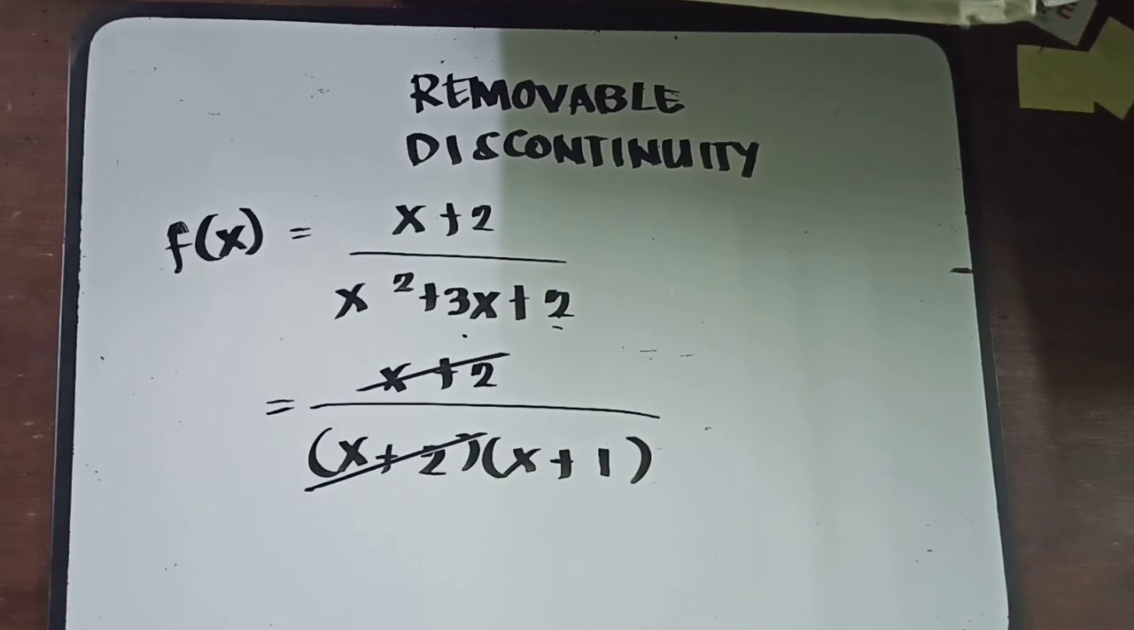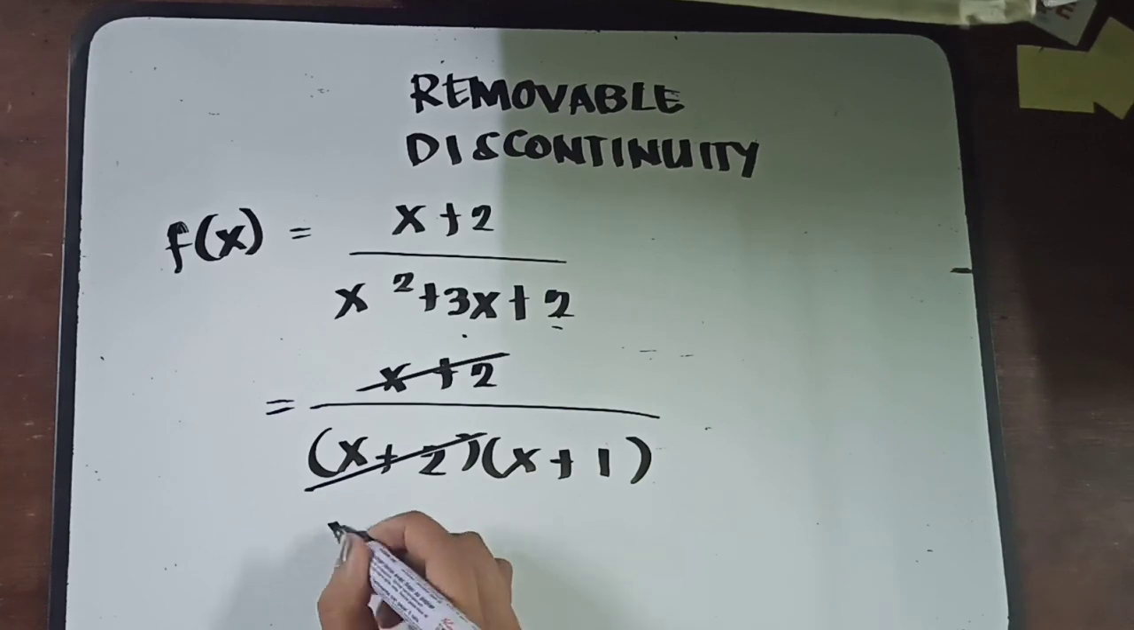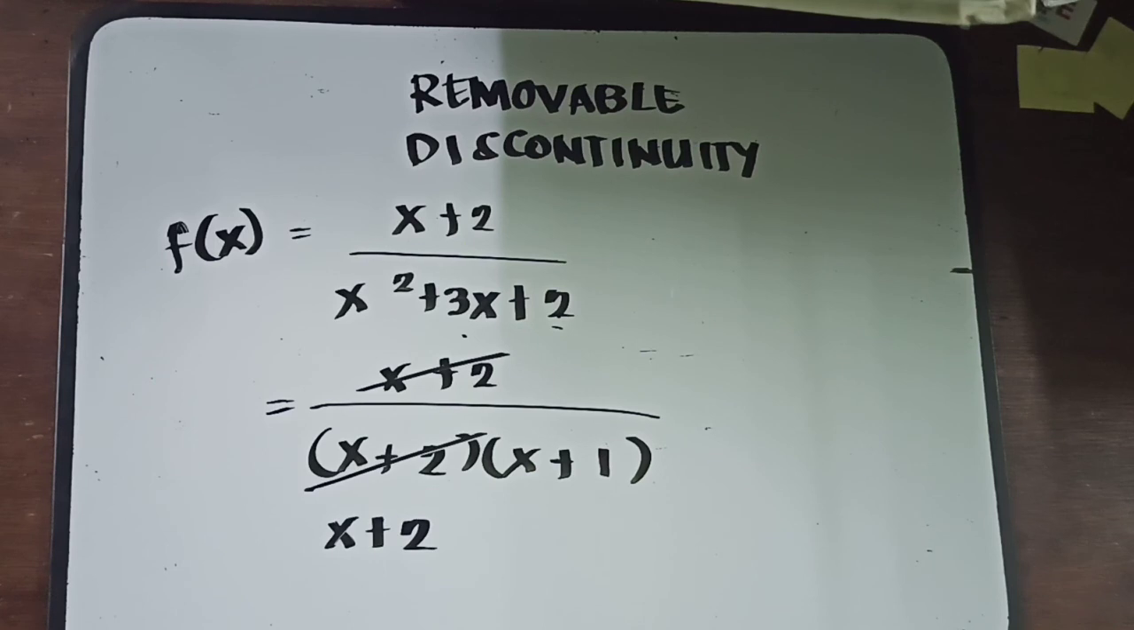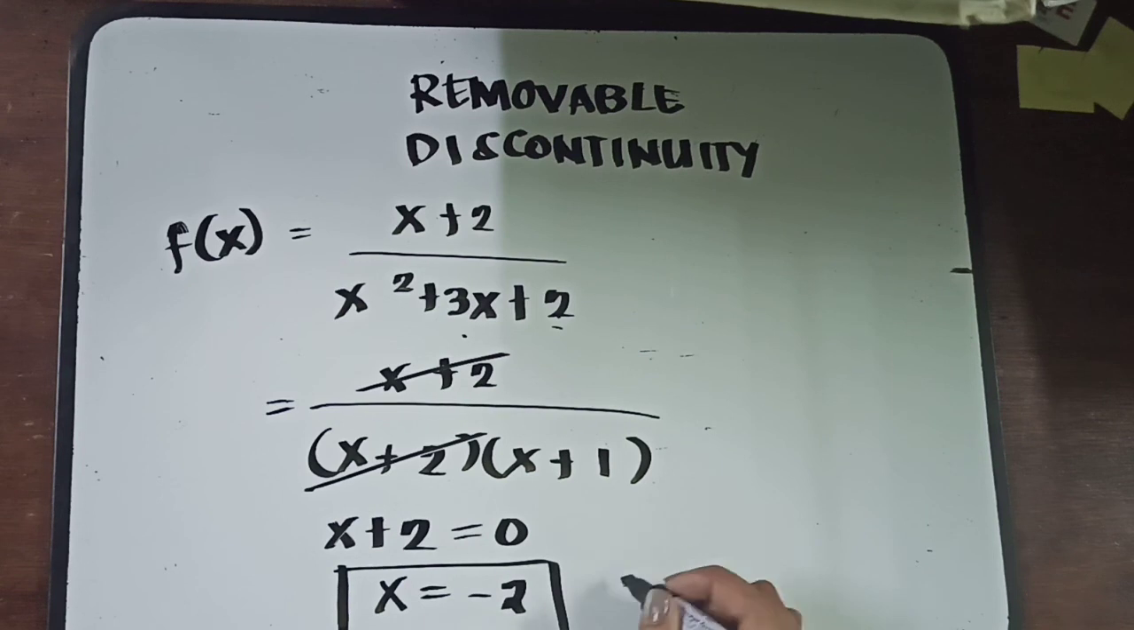And the common factor, so kapag meron ka nakuha na common factor, doon papasok si removable discontinuity. So kunin natin ang common factor. Common factor nila is x plus 2. So kunin natin yung 0 nung common factor. Common factor is x plus 2, that is equal to 0. And solve for the value of x. So from positive 2, it will become negative 2. So this is the removable discontinuity.